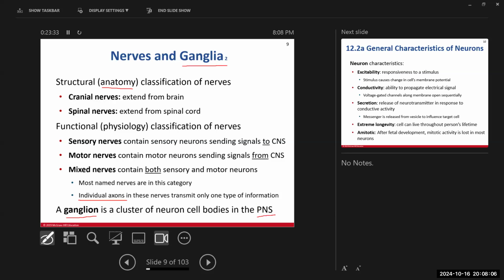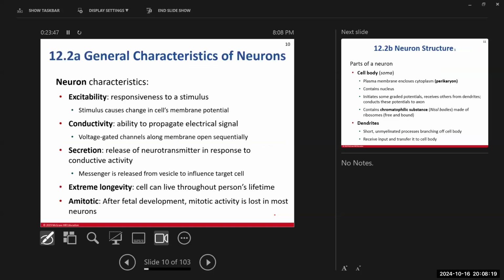You know, the nucleus is the control center for your cells. It has all the DNA and all that fun stuff. Well, I don't know whose idea it was to call it a nucleus for this, but we'll get there. We'll talk about it. So let's talk about some of the characteristics of our neurons.